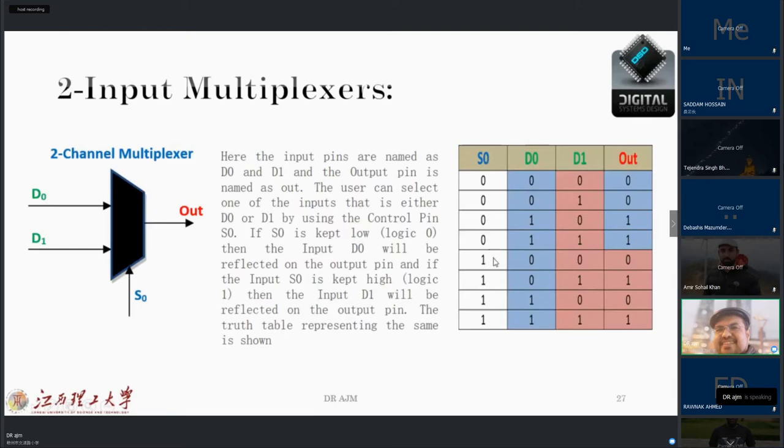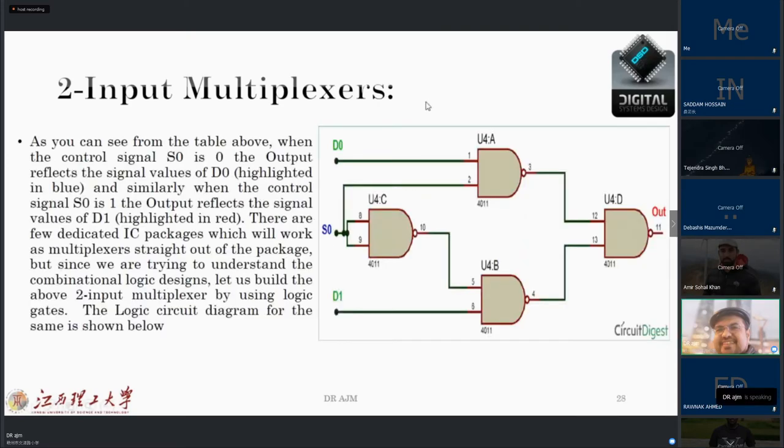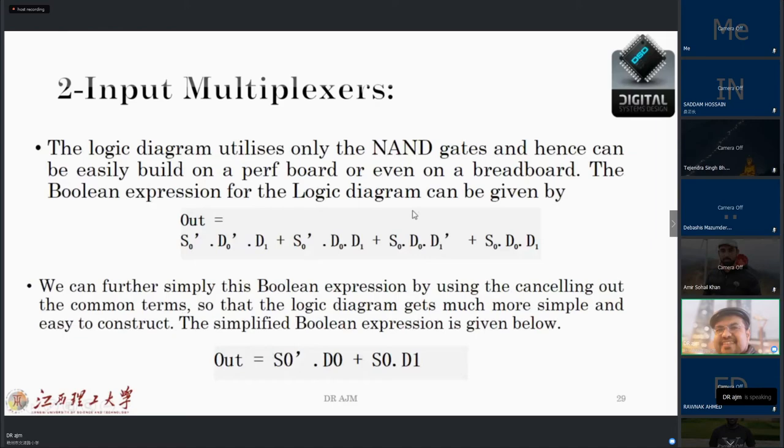Please compare and see that S0 is just something like a switch. Whenever it's 0, it shows the D0 input as the output, and whenever it's 1, it shows D1 as the output of our design. If I want to draw this circuit, you can see here that I can design it with this type of circuit, which we are going to solve some questions based on. The output is exactly S0 naught multiplied by D0 naught multiplied by D1, plus S0 naught D0 D1, plus S0 D0 D1 naught, plus S0 D0 D1.